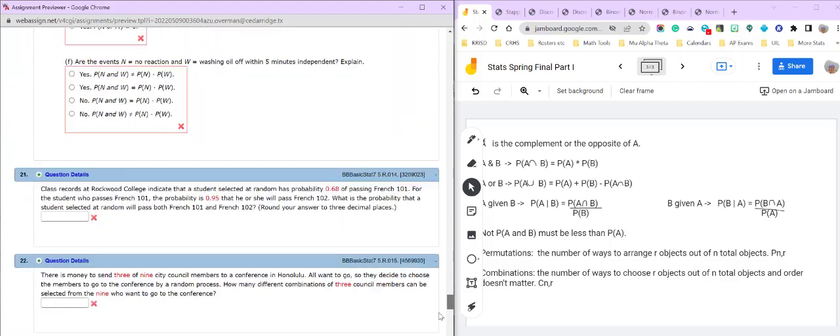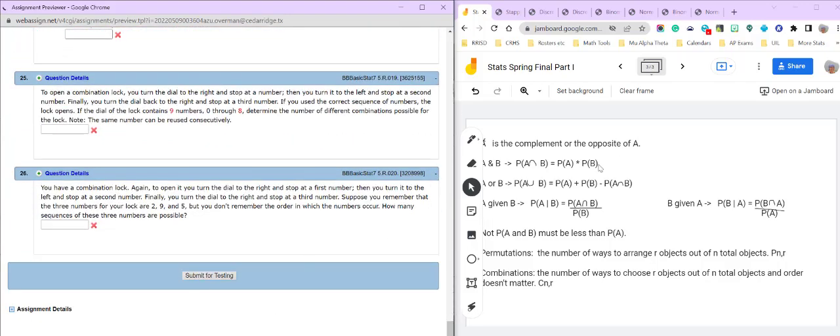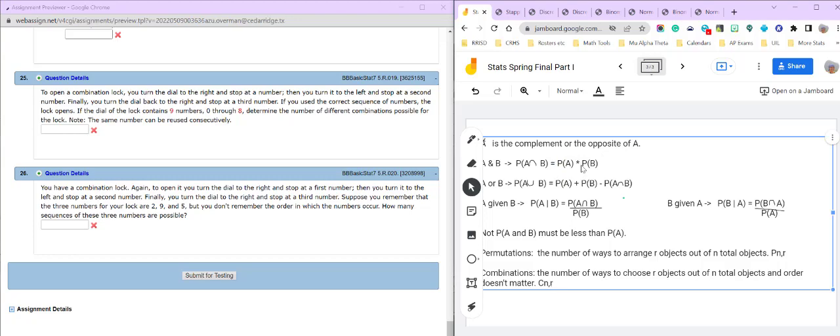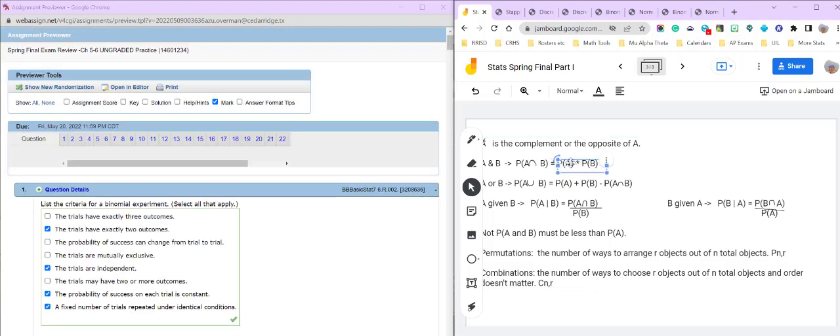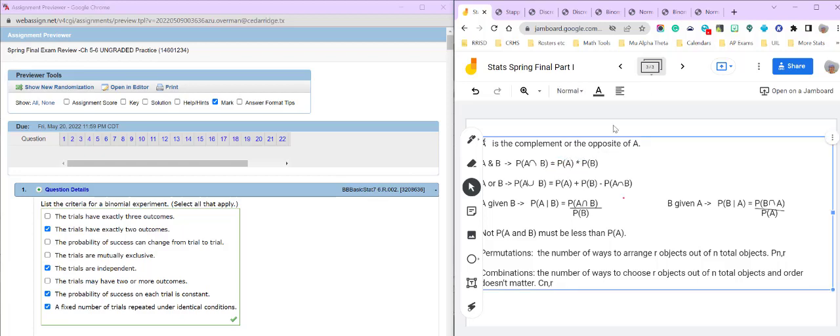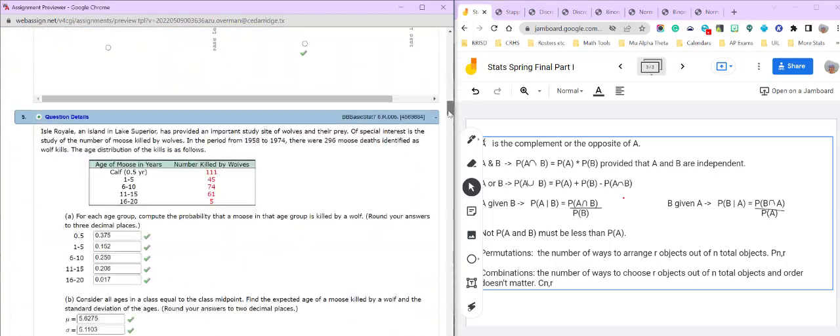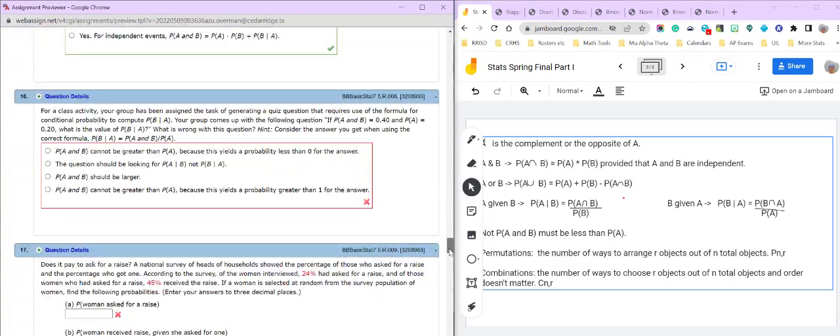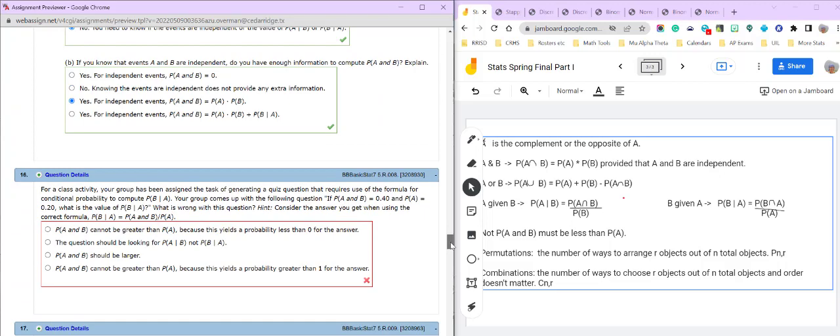In fact, while it's grading, let me go ahead and delete that. Provided that A and B are independent. So that'll help for that slide right there. So you can multiply them if you know that they are independent. And there you go. We're all good.